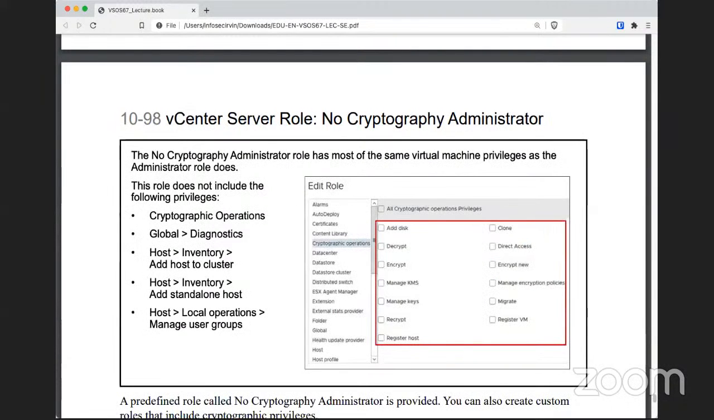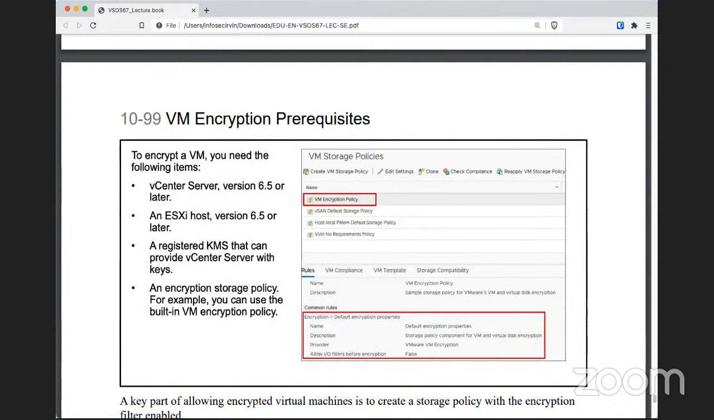There is a No Cryptography Administrator role that you can enable or disable as needed. There is a storage policy that you can use to ensure that the data being saved is cryptographically sound, already built in.